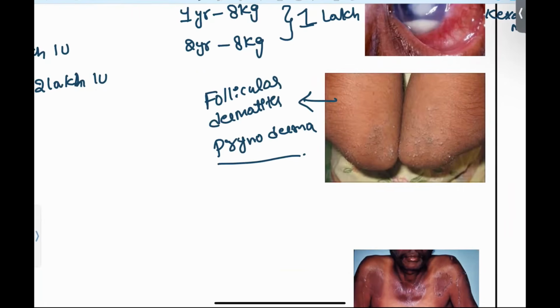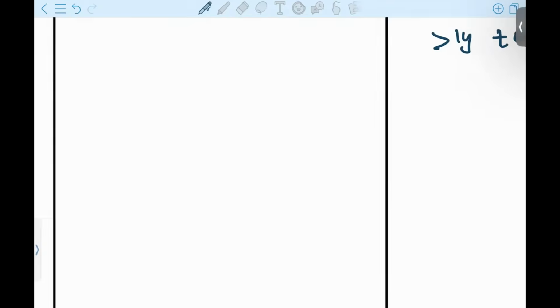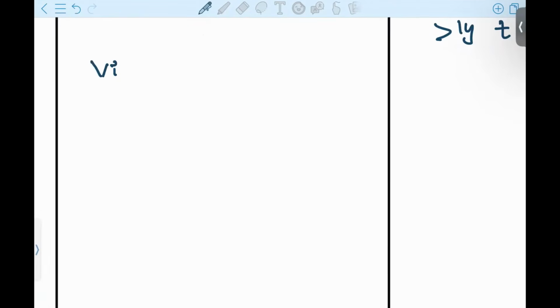And also those who are having the essential fatty acid deficiency also present like this. So next, let's discuss our next vitamin, that is vitamin B3. Vitamin B3 is known as niacin or nicotinamide. This vitamin is very essential and commonly presents as a pellagra condition.